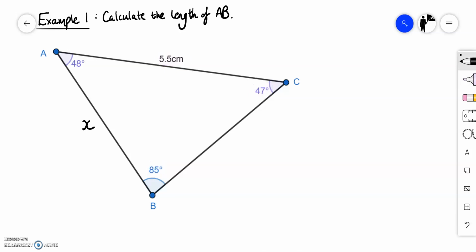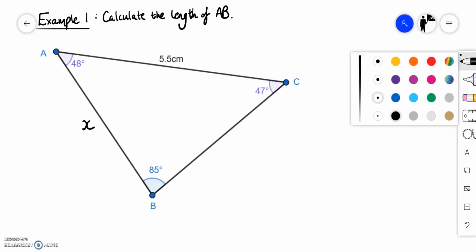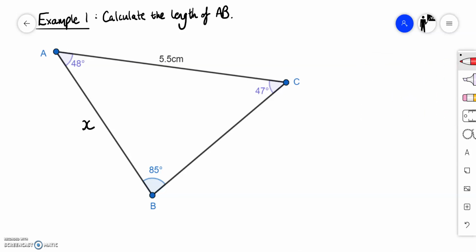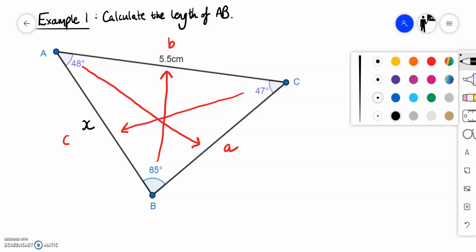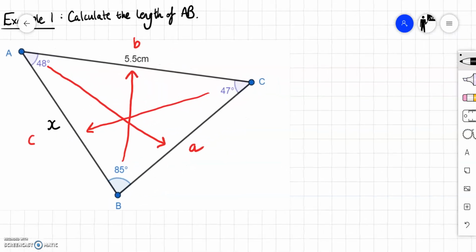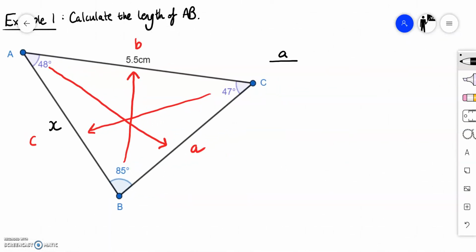Okay, so our first step when we are working through this is we label the opposite sides. The side across from angle A is labelled lowercase a. The side across from angle B is labelled lowercase b. The side across from angle C is labelled lowercase c. Now that we've labelled our sides, we're going to write down our formula. Once again, this is given to us on our formula list. A over sine A is equal to b over sine B is equal to c over sine C.